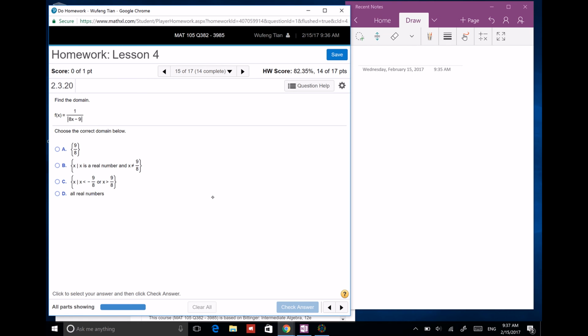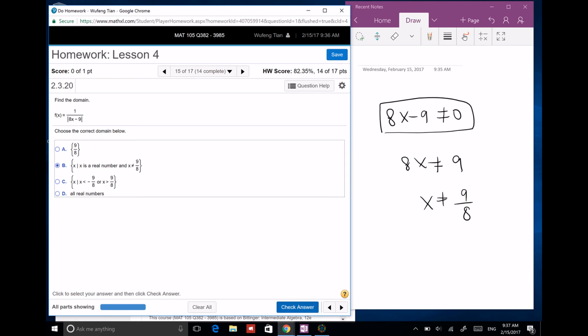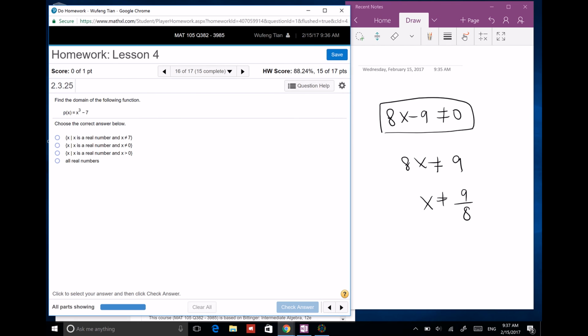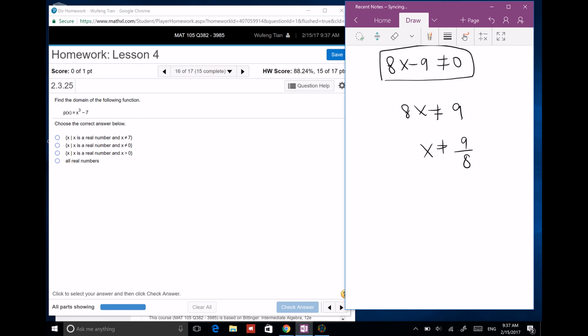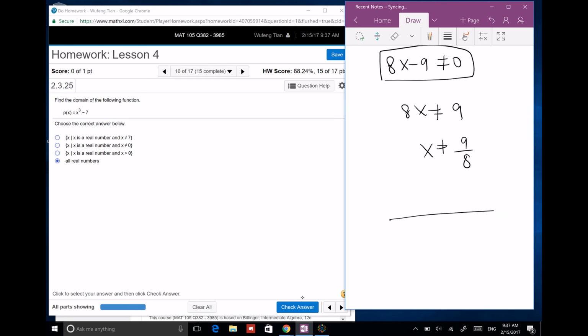The domain of this one, so 8x minus 9 not equal 0, because it's a denominator. Okay. Then 8x not equals 9, x not equal 9 over 8, because this is a denominator, so this is the domain. And p(x), there is no denominator, no square root, so there's not really a restriction for this number. If you graph it, it's going to be like this. There's no restriction for this function.